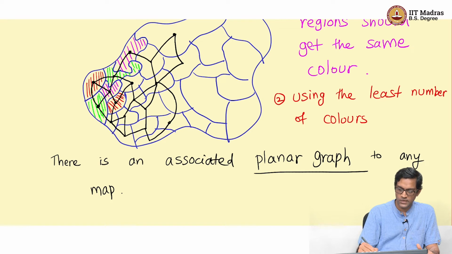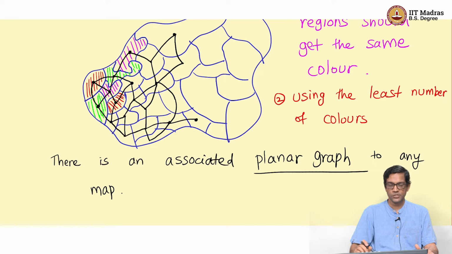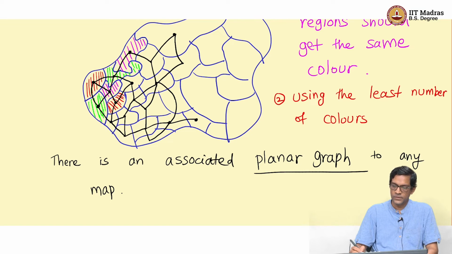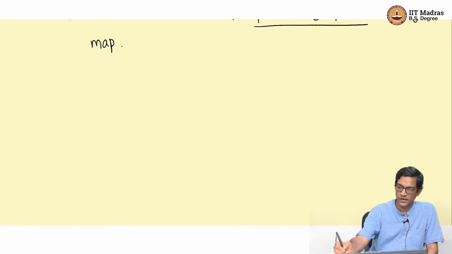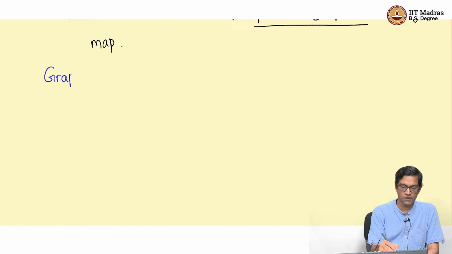Now what does the coloring problem translate to? The coloring problem is really the following. Each region of my map has to be colored. So, at the level of the graph, what is it that I am trying to do? Let us translate this map coloring problem into what we would call a graph coloring problem.